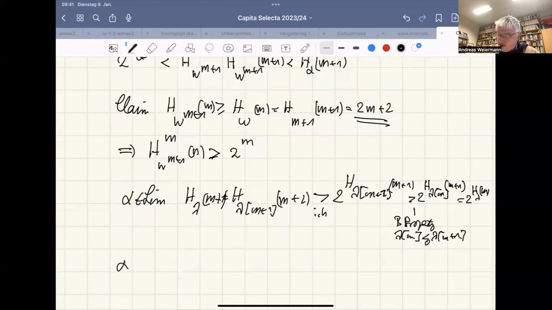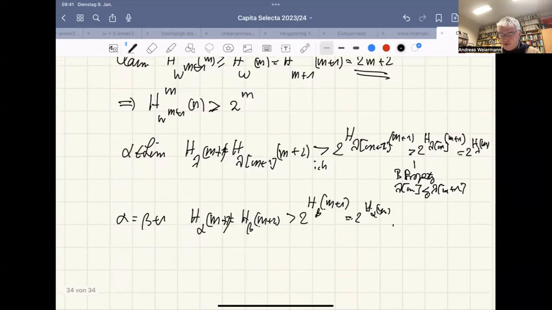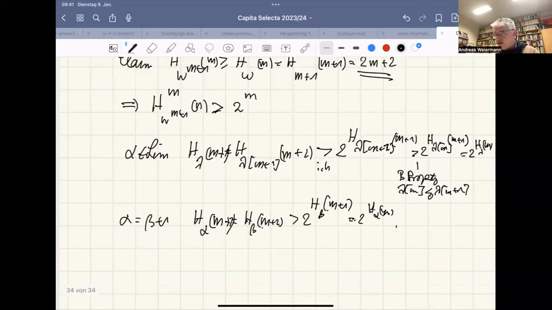And if alpha is of the form beta plus 1, then h alpha of m is the same as h alpha of m plus 1, which is the same as h beta of m plus 2. By induction hypothesis, this is bigger than 2 to the h beta of m plus 1, which is 2 to the h alpha of m. I see.